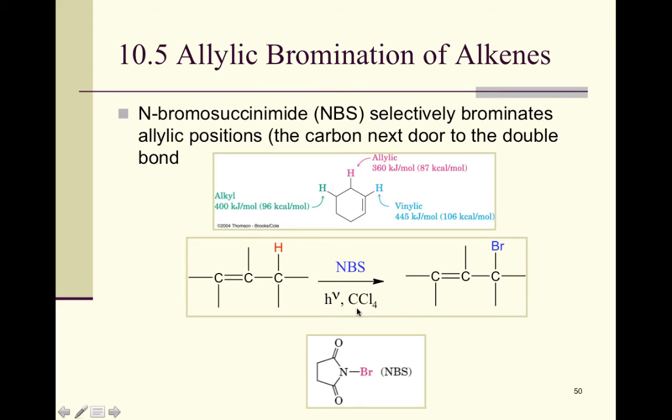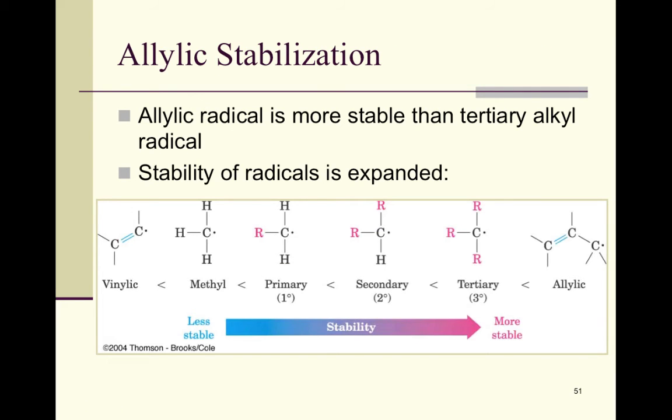So now that we've added the allylic piece, let's take a look at a more expanded stability of radicals. Not only do we have the allylic position, but we have the vinyl position there. The least stable is the vinyl position when it's in its radical form. As we've seen earlier, we have methyl, then increasing in stability is primary, secondary and tertiary. But now, more stable than a tertiary is the allylic position.